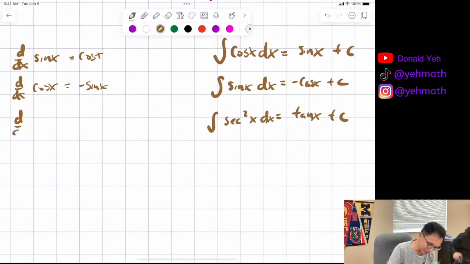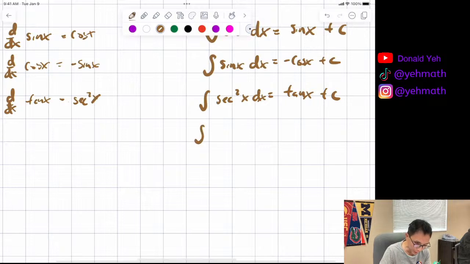So derivative of tan of x is equal to secant square of x. Okay, well, what is the integration of cosecant square of x dx?